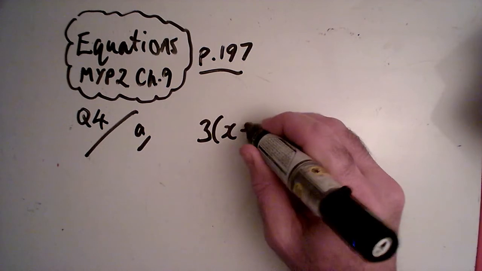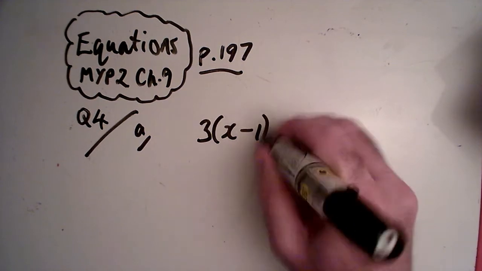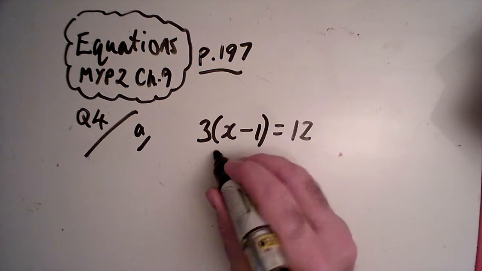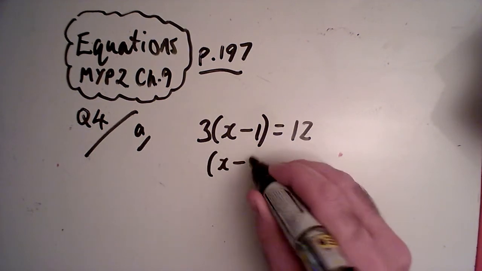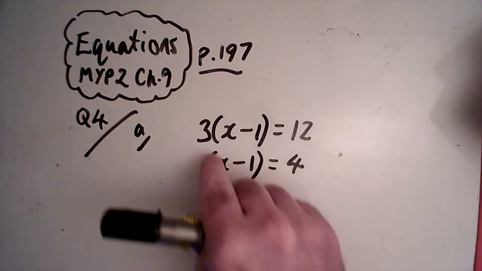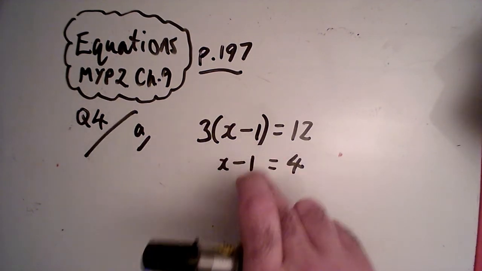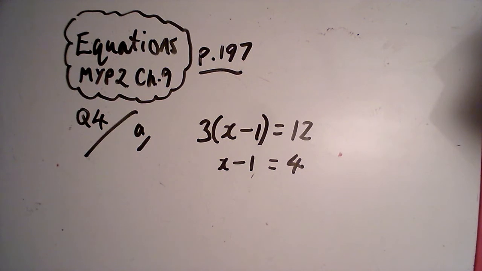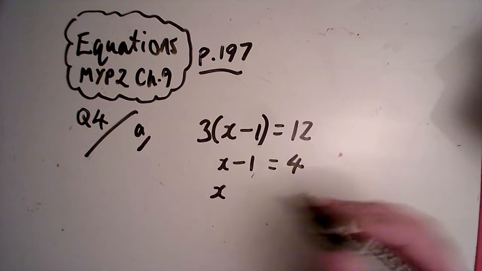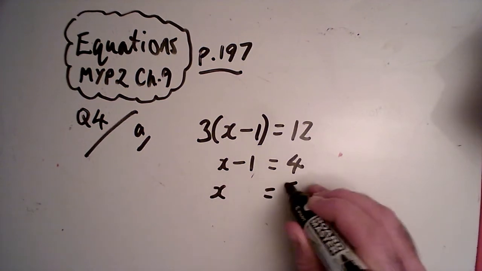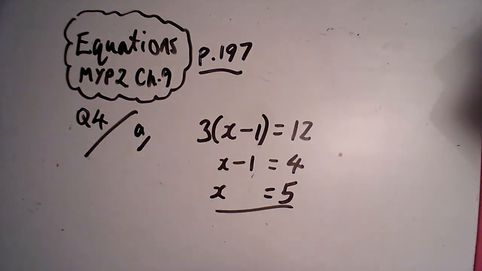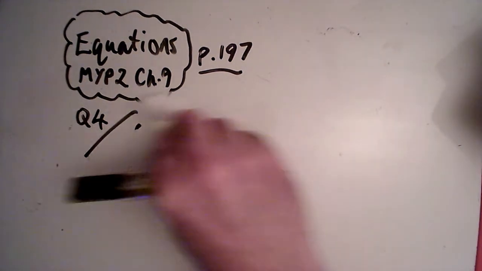For a, 3(x - 1) = 12. So I'm going to divide both sides by 3 to get the bracket on its own. x - 1 = 4. x - 1 doesn't really need that bracket around it, so x - 1 equals 4, having divided both sides by 3, and then add 1 to both sides to get x on its own. x = 5. So that's the first one done. And on to B.